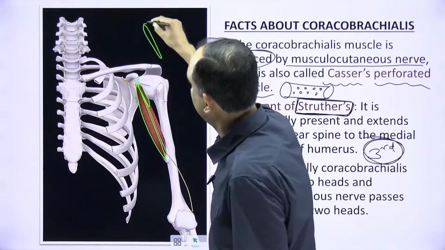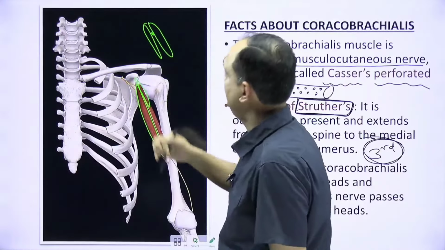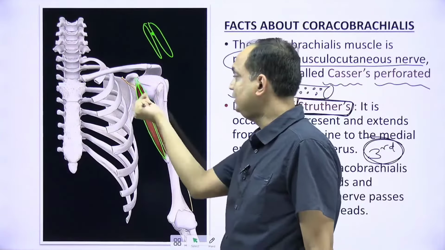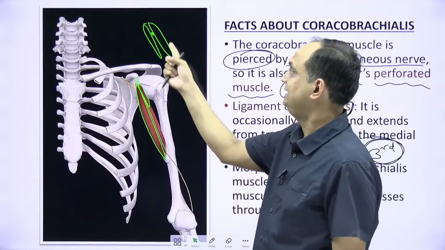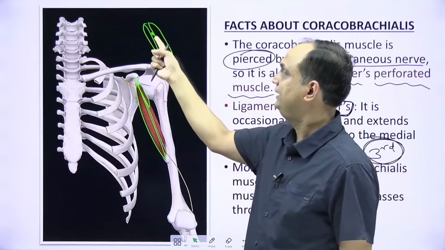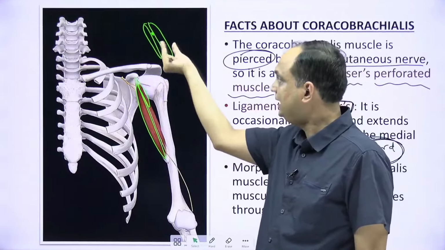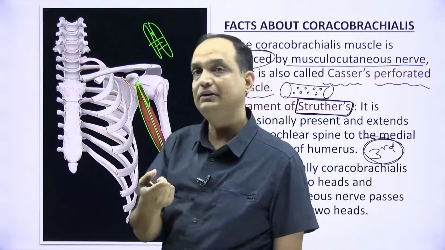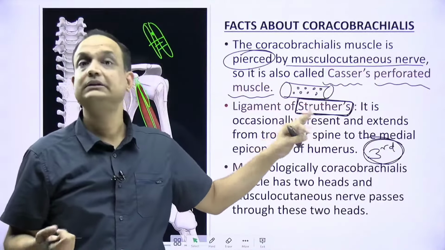So, this is the one head, this is the other head, and the nerve is present between the two heads. Later on, both the heads join together. That is why it looks like the nerve is piercing the muscle. But earlier there are two separate heads and the nerve lies between them. Later on, both heads merge with each other, so it looks like the nerve is piercing. That is why this ligament of Struthers is the third head.